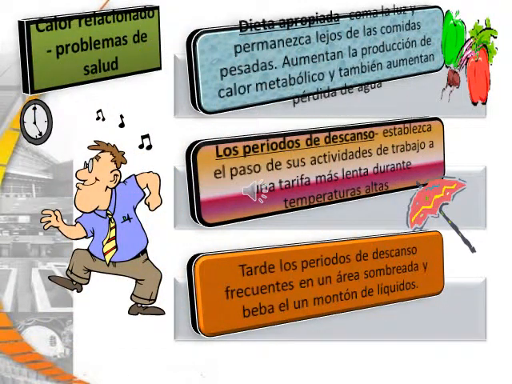How do we deal with heat-related health problems? Well, proper diet: eating light and staying away from heavy foods. They increase the metabolic heat production and also increase water loss. Rest periods, of course: pacing your work activities at a slower rate during high temperature times, taking frequent rest periods in a shaded area, and drinking plenty of fluids.